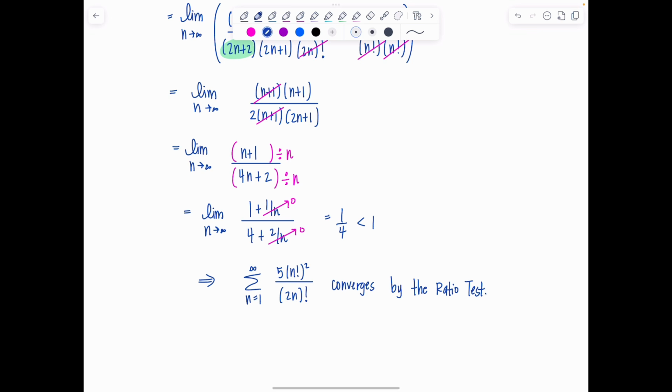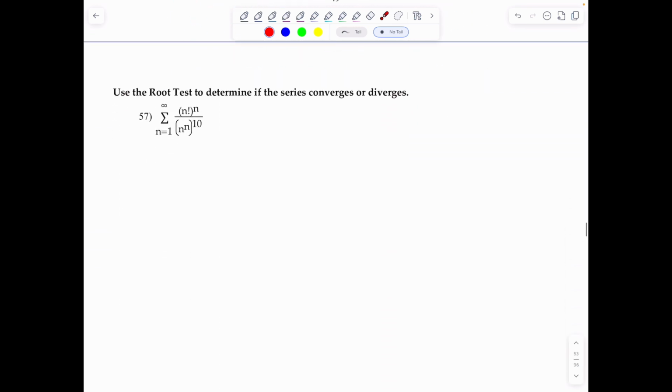Notice all of these limits have come out to be less than 1 or greater than 1 because we were told to do the ratio test. If you ever get that the limit is 1, the ratio test is inconclusive. It gives you no information. It means you should have used a different test. It was the wrong time to use the ratio test. So if this ever comes out to be equal to 1, it's a you problem. Pick a different test, okay?